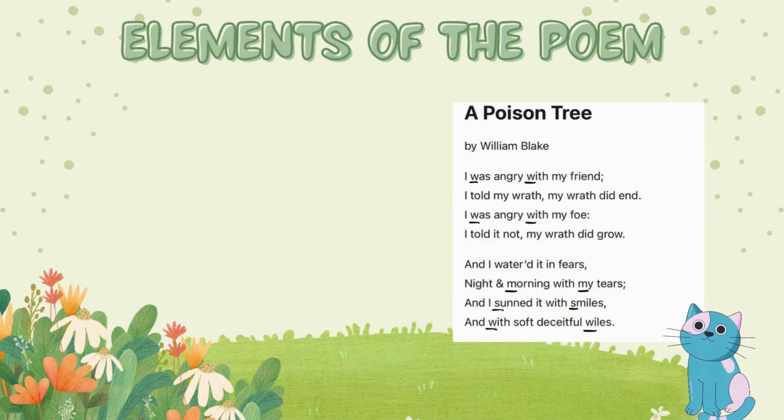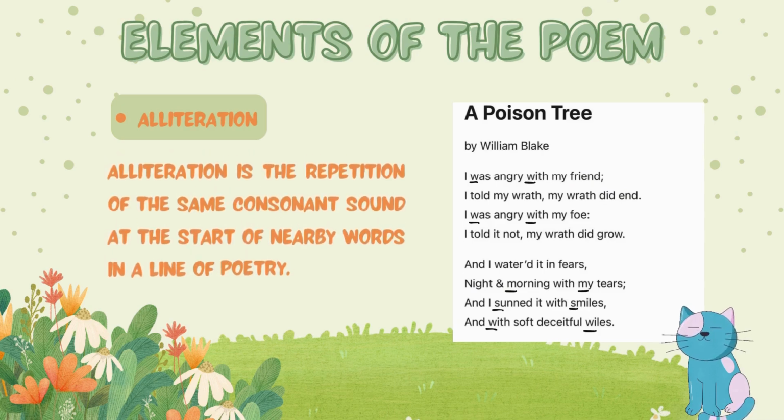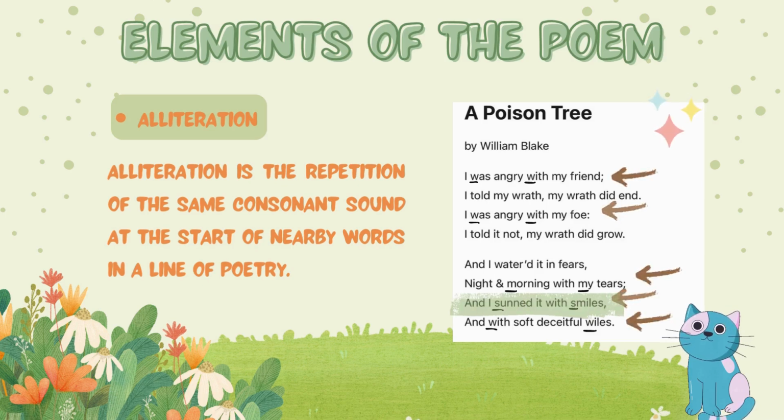Next, let's talk about alliteration, which is the repetition of the same consonant sound at the beginning of nearby words. It creates a rhythmic, melodic effect, and draws attention to important sounds in the poem. Here are some examples from "A Poison Tree." Let's talk about the 7th line. The repetition of sounds like the S in "sun" and "smiles" makes the poem sound more musical and emphasizes key emotions.